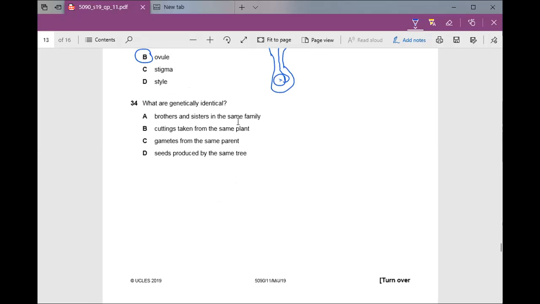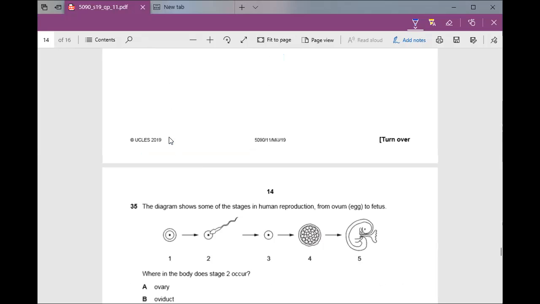Number 34: what are genetically identical? Genetically identical means one parent is there and a new one is produced. Brothers and sisters are in the same family, but when two genders are there, how can they be genetically identical? Cuttings from the same plant, okay. Gametes are always not genetically identical. Seeds are again not genetically identical. B is the correct one, because if they are taken from the same plant, it will grow into the same plant.